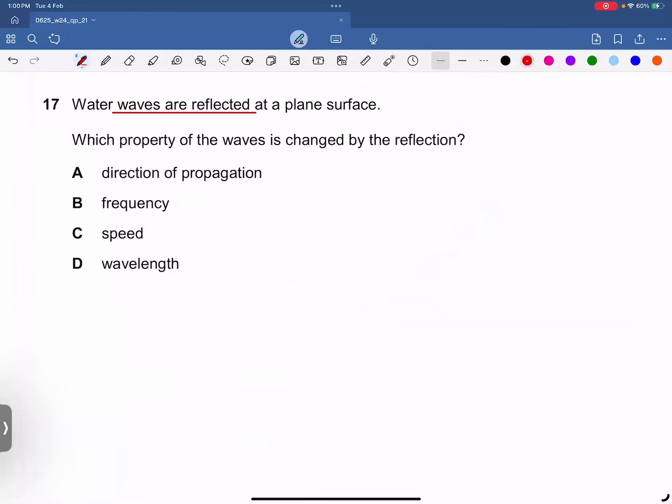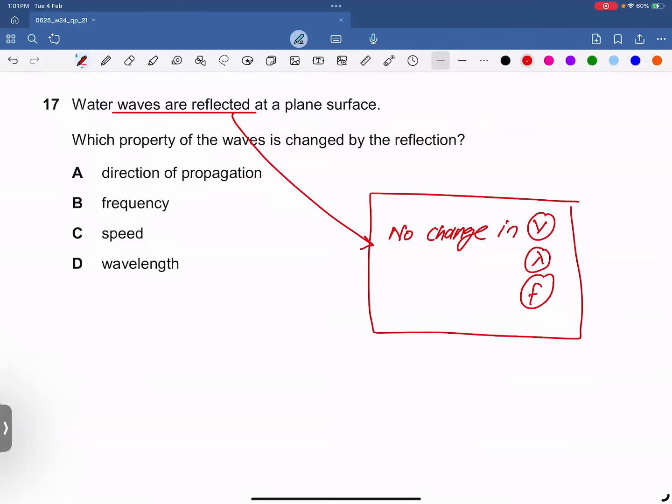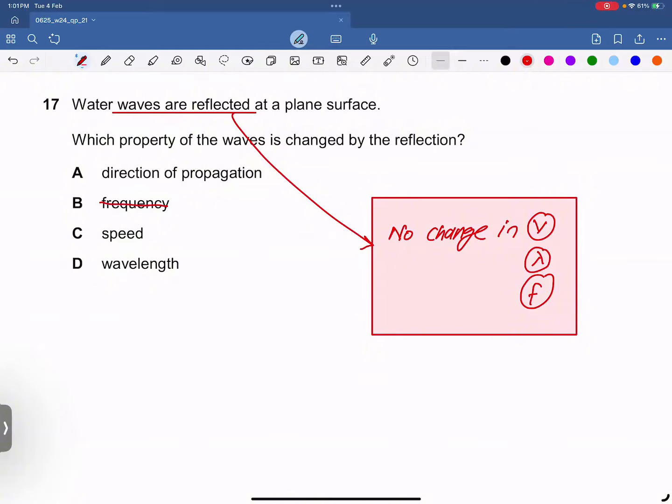Reflection. Dear students, not only the water wave, any type of wave, when they are reflected, there is no change in speed, no change in wavelength, no change in frequency. None of them will change. So if only something changes, it will be. So no change in frequency, no change in speed, no change in wavelength.